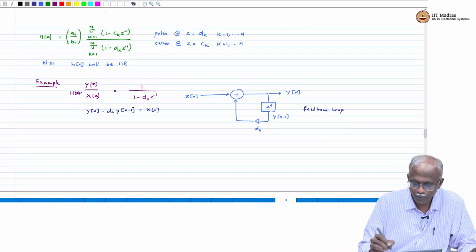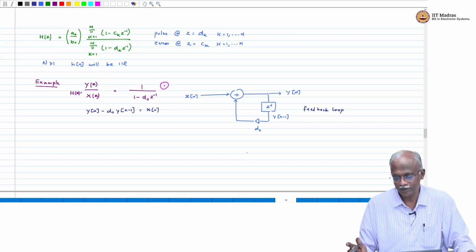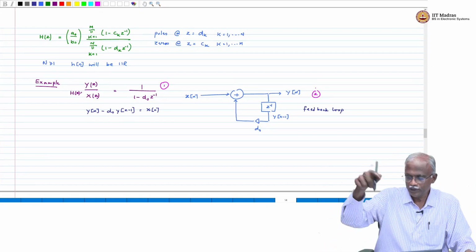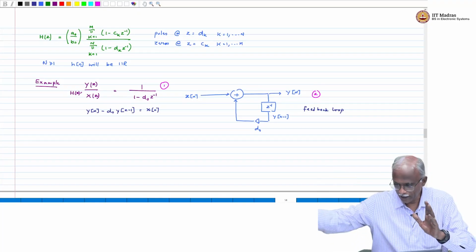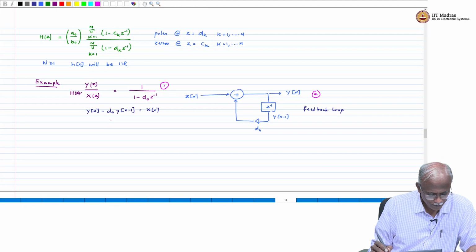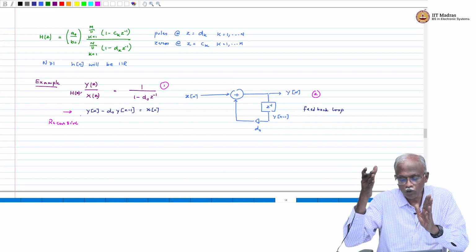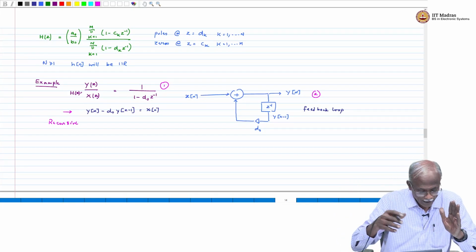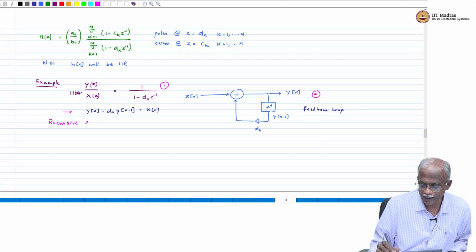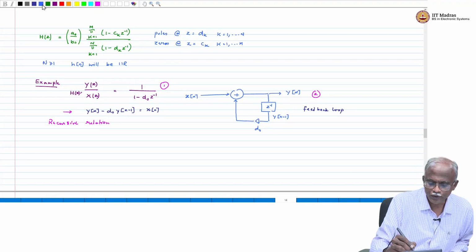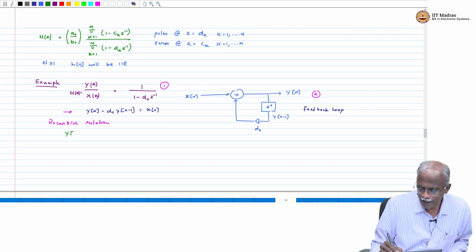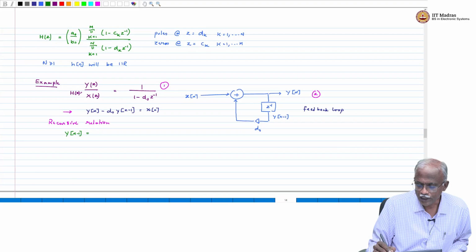Okay. So here is a way by which we can identify an IIR system. One is if you see a pole in the transfer function, IIR system. If you see a feedback loop in the implementation circuit, again an IIR system. The third way that we can recognize is by the recursive equation, because y of n depends on y of n minus 1. So if you write it one step, you can get a recursive relation. So write down the expression y of n minus 1. This will be equal to d naught y of n minus 2 plus x of n minus 1.